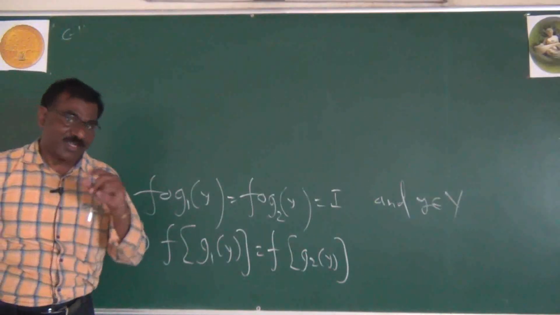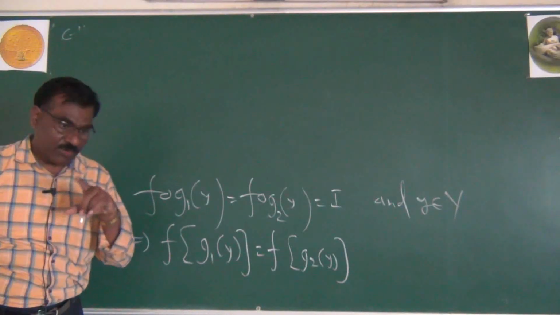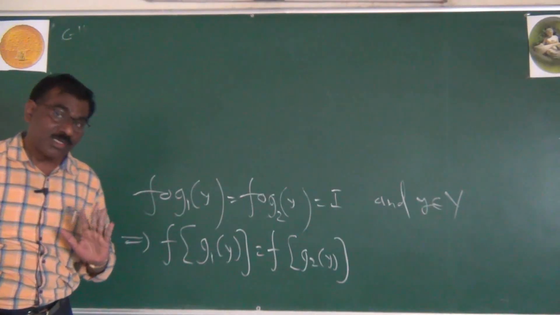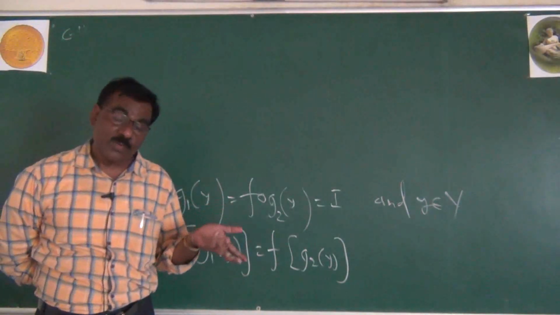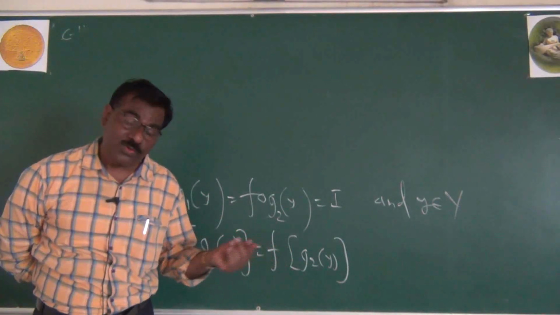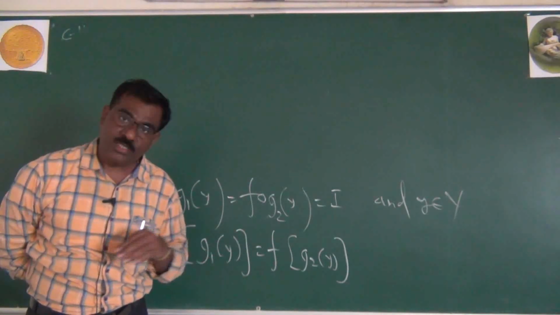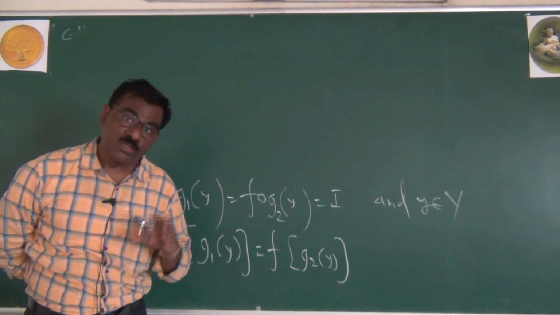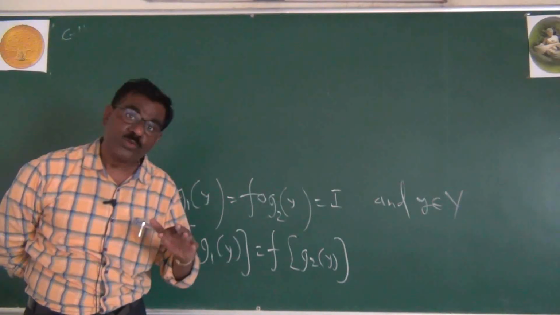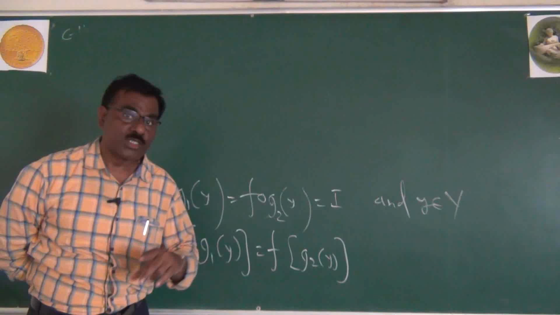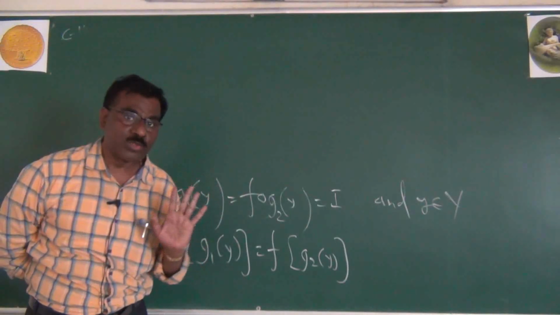I'll repeat it once again. Given f from X to Y is invertible. Very simple. F from X to Y is invertible means what? F is one-one and onto. F is one-one and onto means f inverse exists. When f inverse exists, the theorem says we have to prove it is unique. After existence, we only have to prove uniqueness.